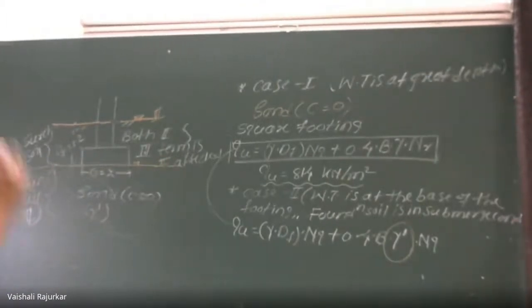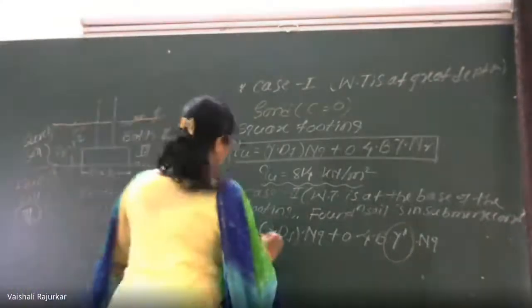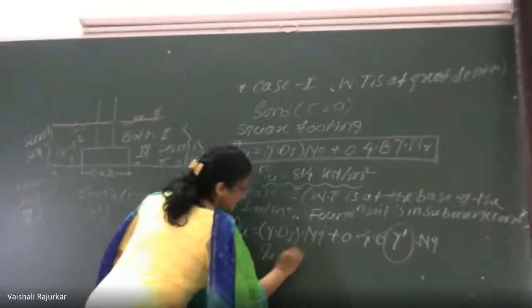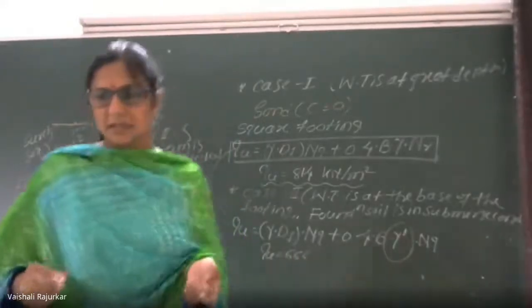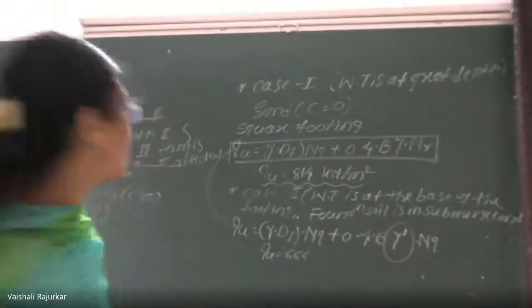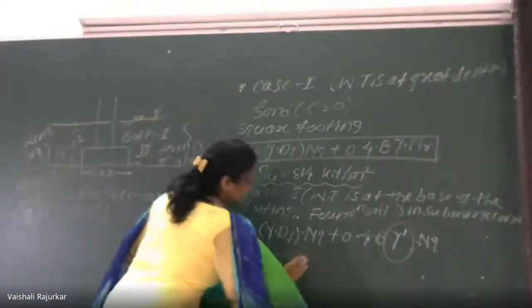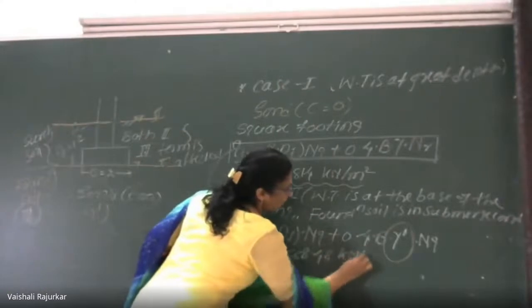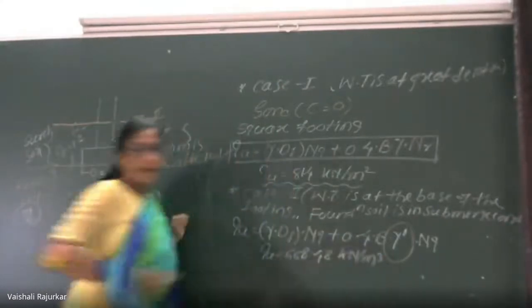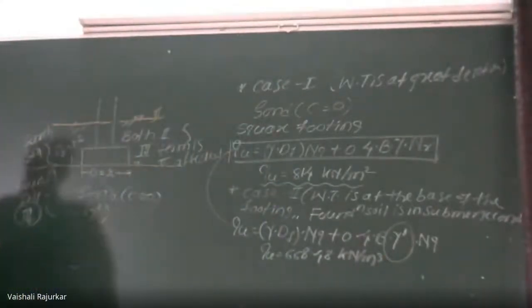So this is the case, 668.48 kilonewton per meter. Right? Now we will consider the third case.